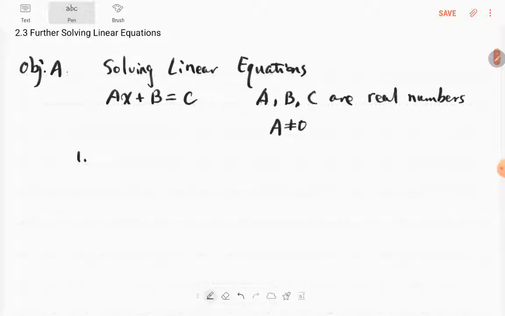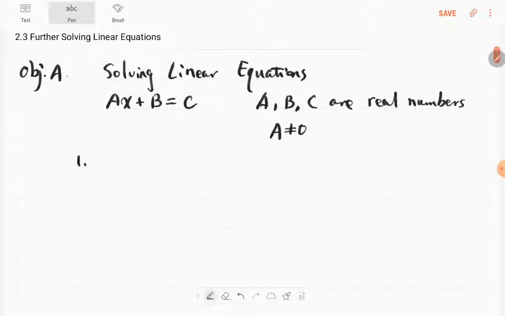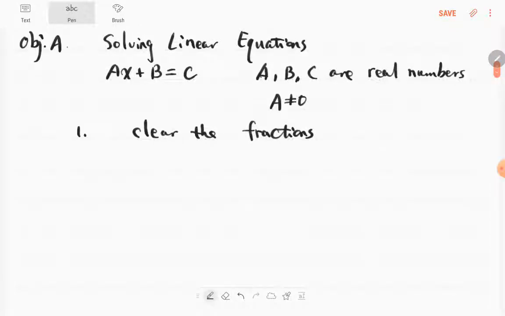Step 1, we should get rid of the fraction. If the equation contains a fraction, we should clear the fraction. We multiply both sides by the least common denominator to get rid of the fraction, right? Step 2, we should remove parentheses.